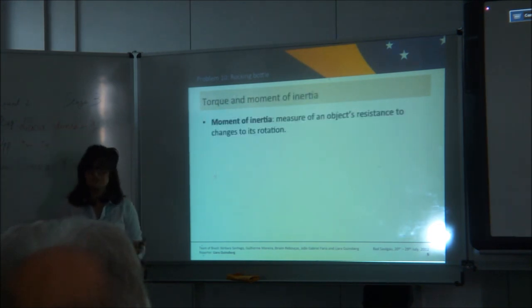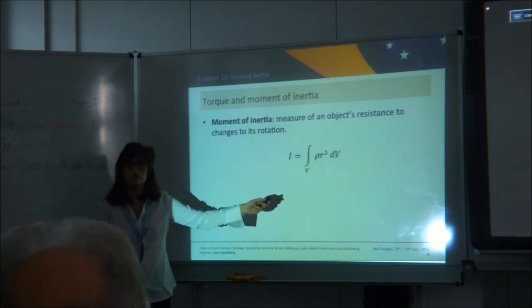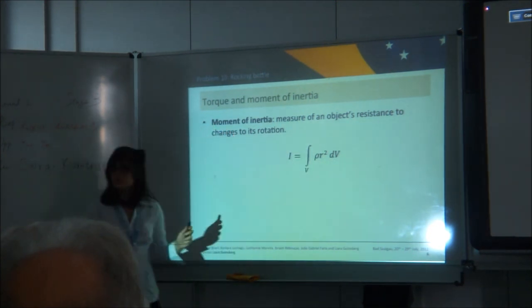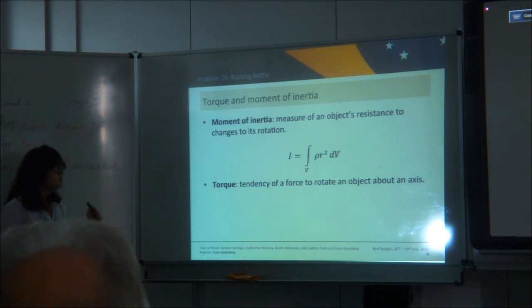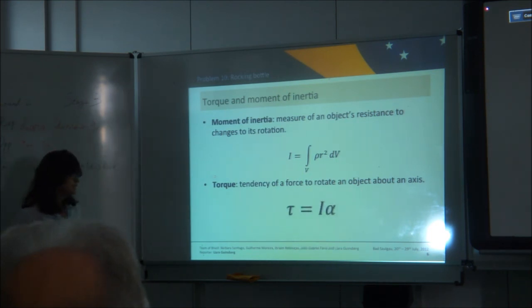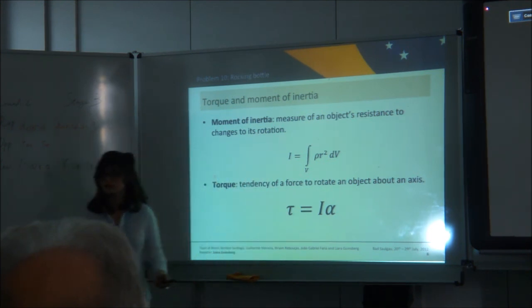Moment of inertia is a measurement of an object's resistance to change to its rotation, and is given by this formula, where ρ is the density, r is the distance to the origin, and dV is the differential of volume. And torque is the tendency of a force to rotate an object about an axis. And it's given by this formula, where I is the moment of inertia and alpha is the angular acceleration.